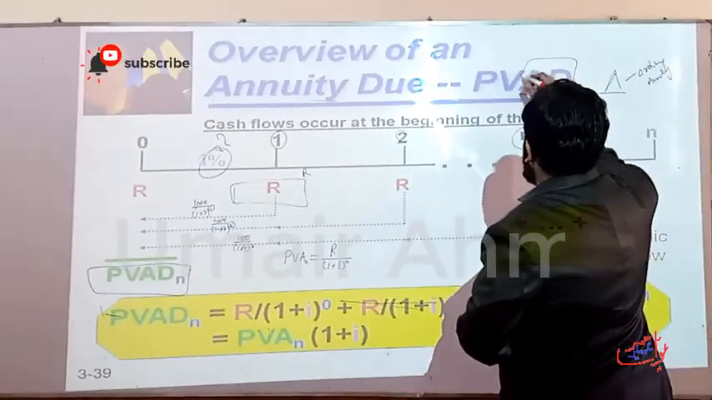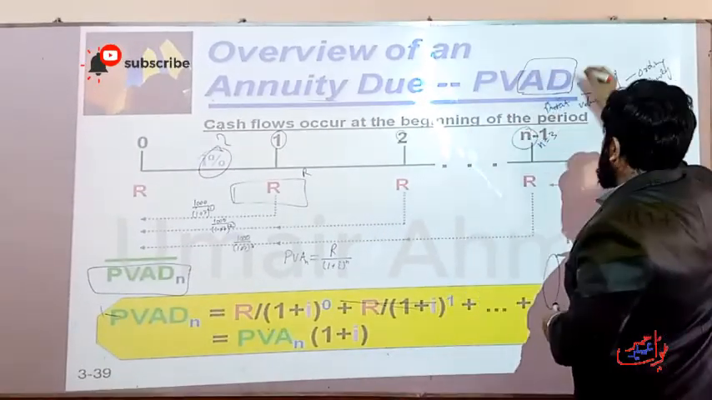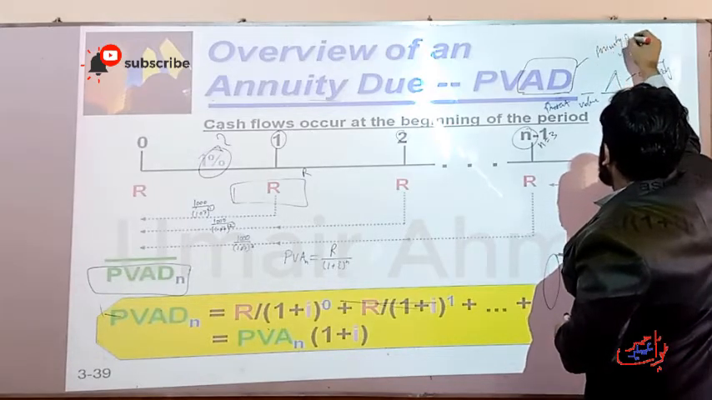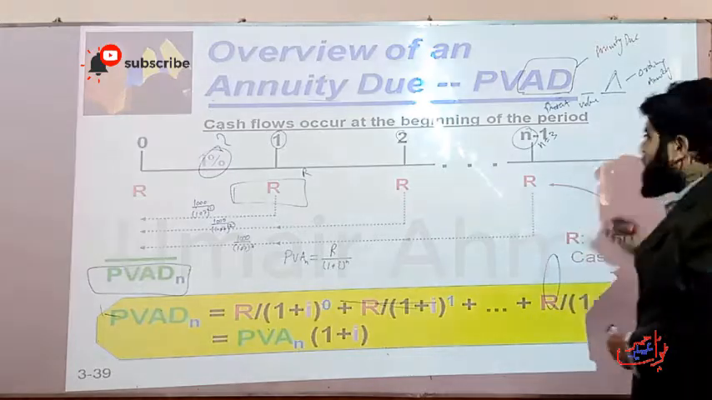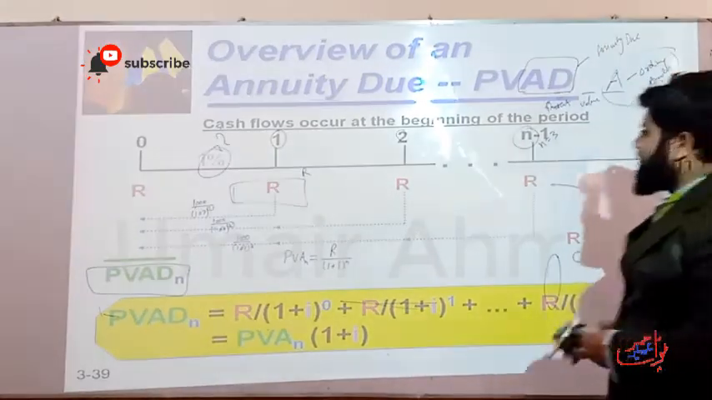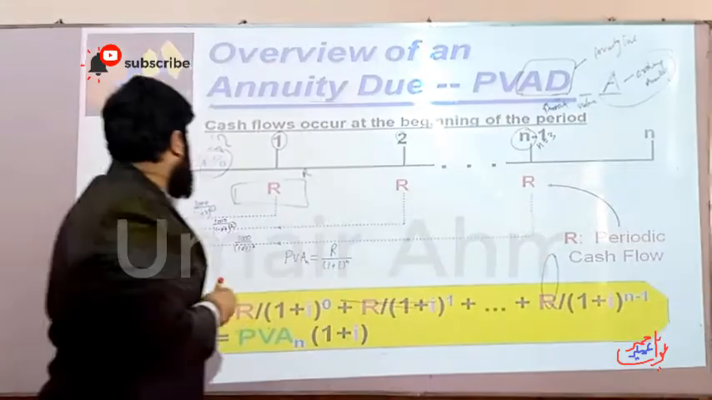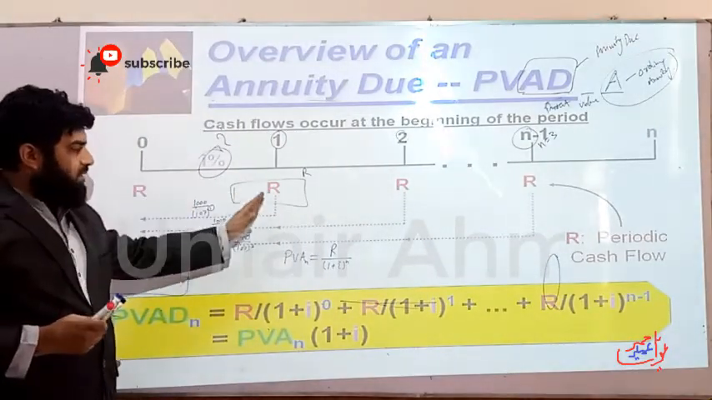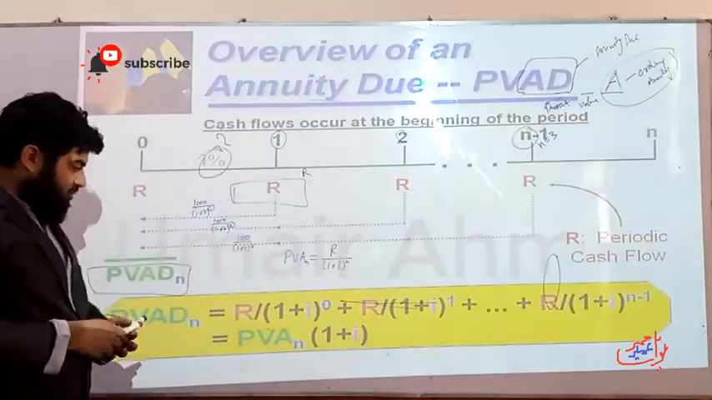Now we have to calculate, as you know that it is PVAD. AD means annuity due, and what is the meaning of A? A means ordinary annuity. Okay, now the same example, we have interest and R, and there is the formula.